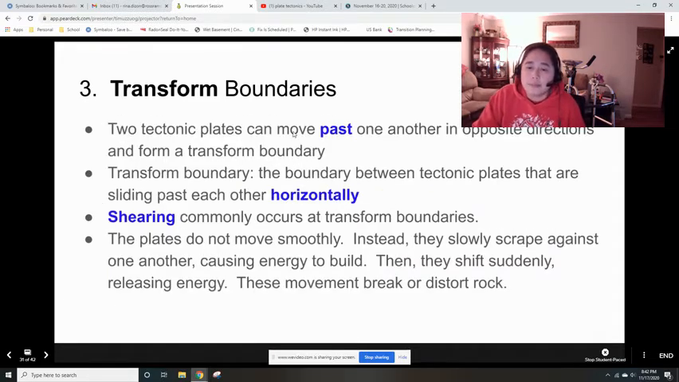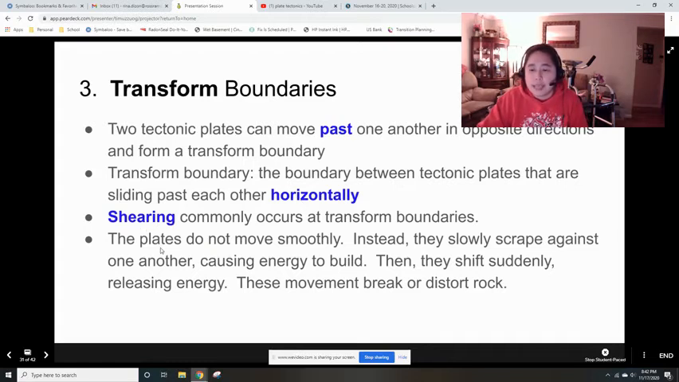So two tectonic plates can move past one another in opposite directions to form a transform boundary. The transform boundary is the boundary between two tectonic plates that are sliding past each other horizontally. So they're not going to go up and down, they're going to go side to side. And the stress associated with this one is shearing.